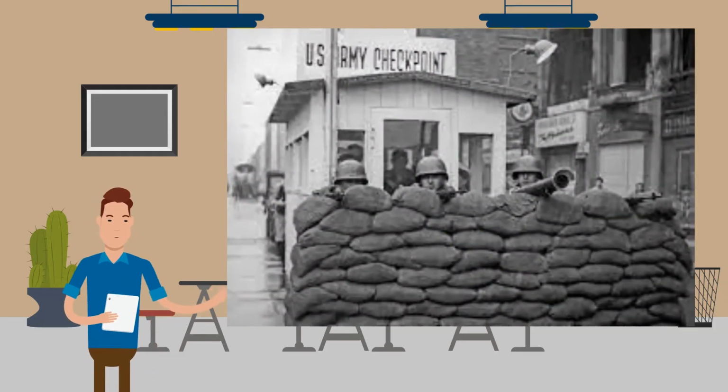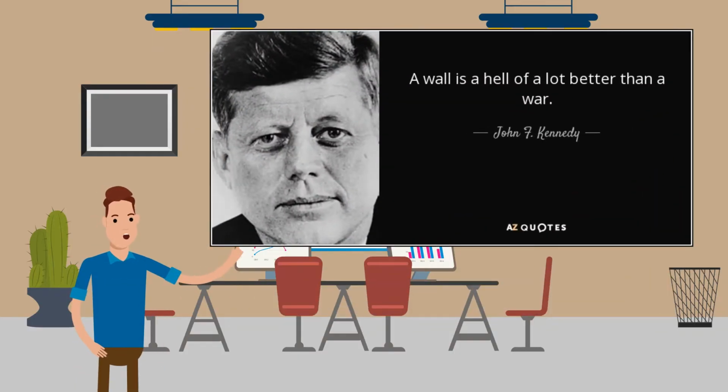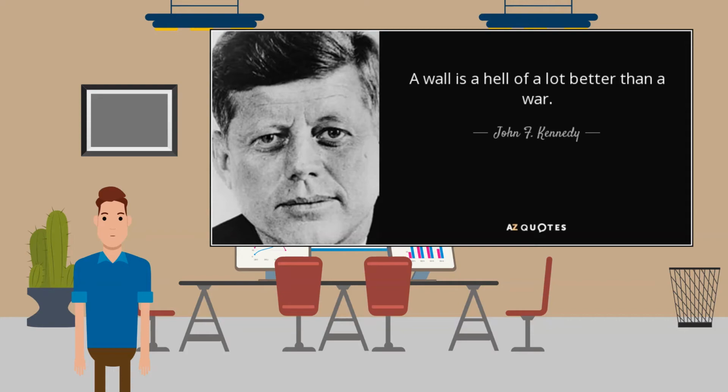As the wall was constructed, there was a standoff at Checkpoint Charlie as US and Soviet tanks faced off against each other. Had either side opened fire, war would have broken out. As it was, both sides eventually backed down, and President Kennedy remarked it was better to have a wall than a war. The wall seemed to have ended the problems of Berlin as a Cold War flashpoint.